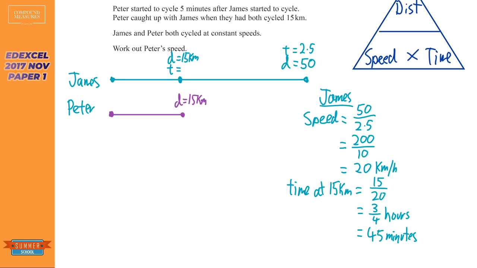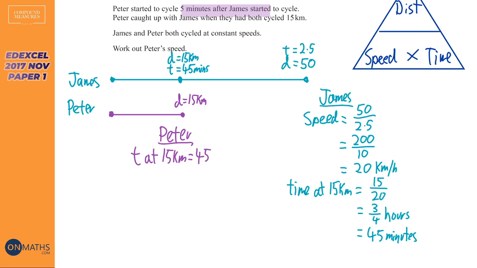So now we're interested in Peter. If you read the question, it says that Peter started to cycle 5 minutes after James started. So to work out Peter's time, and we're going to show the examiner we're working with Peter now, the time at 15 kilometers is going to be the time James took to get to the 15 kilometers, and I'll put it on here and show the units because they're not the same. We remove 5 minutes because James had a 5 minute head start. So 45 minutes, take away 5 minutes, is 40 minutes. I don't often put units in my working out, but here, because we're working in minutes and hours, I think it's really useful to have the units in.